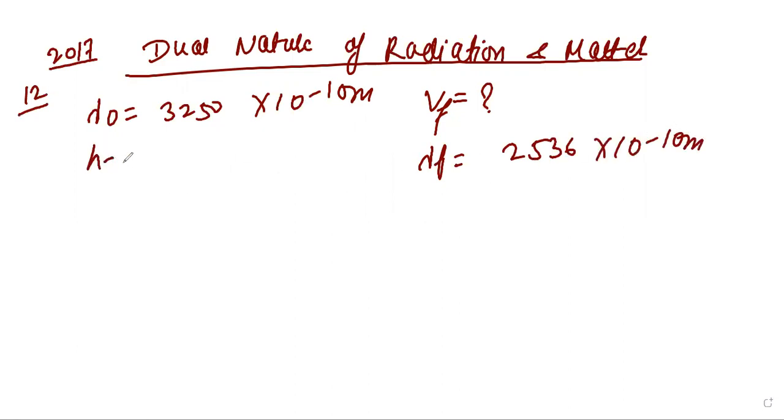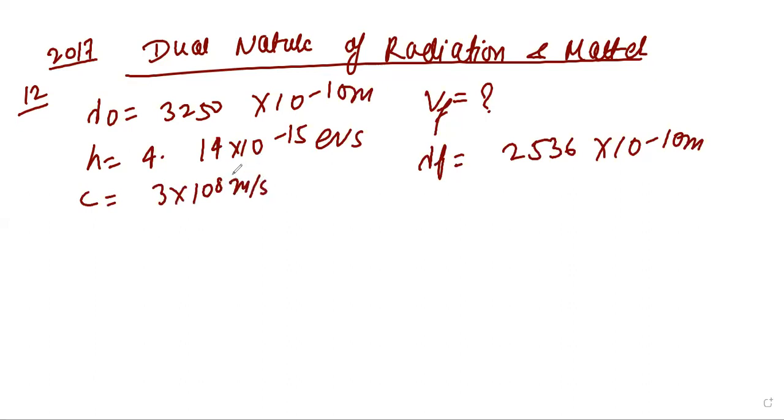2536 into 10 raised to minus 10 meter. The Planck constant H we know, that is 4.14 into 10 raised to minus 15 electron volt seconds, it will be given. C is 3 into 10 raised to 8 meter per second. So these are the data given to you. You have to find the final velocity for the 12th question.